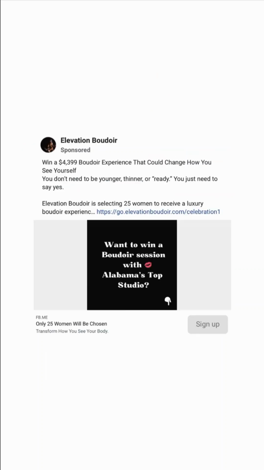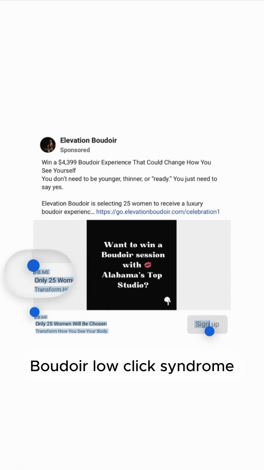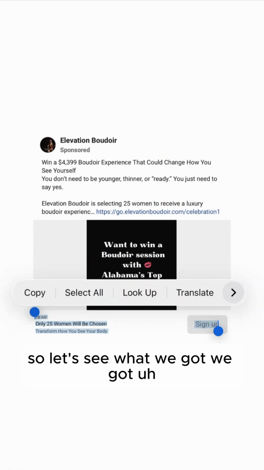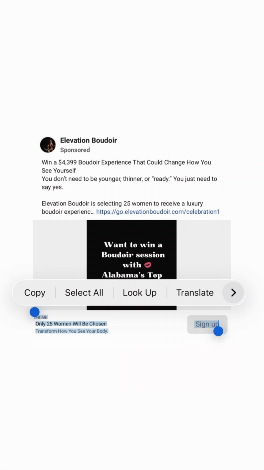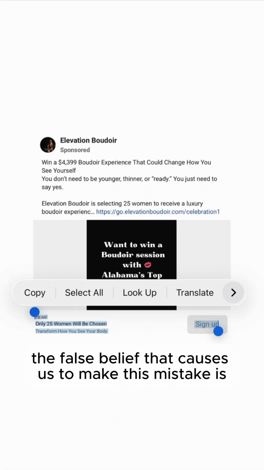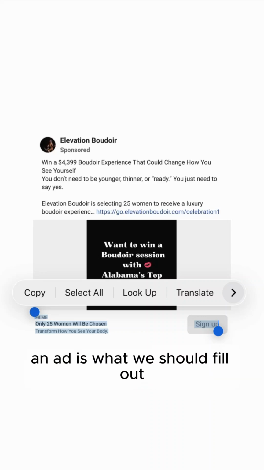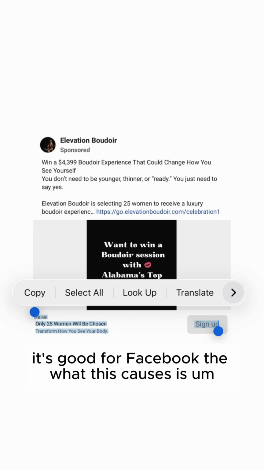The Zuck. So we're going to diagnose this, see if we believe it has BLCS, Boudoir low click syndrome. So let's see what we got. We got the below creative cluster mistake here. The false belief that caused us to make this mistake is we're trusting that what Facebook tells us to fill out when creating an ad is what we should fill out. We're trusting that it's good for us, but in fact it's bad for us, it's good for Facebook.